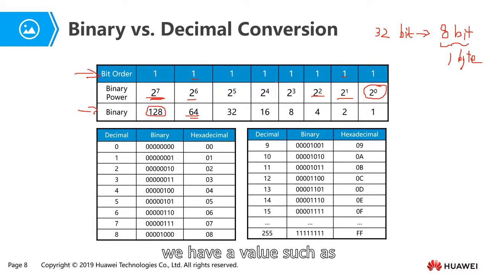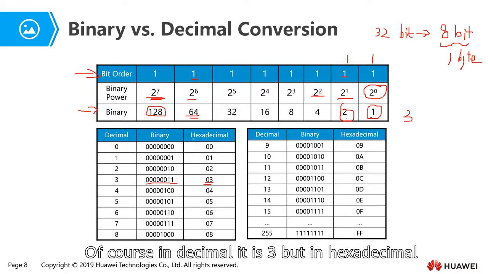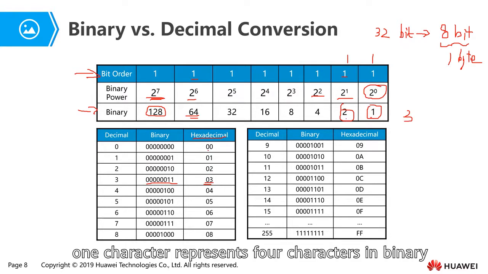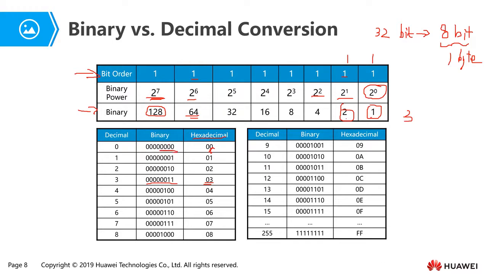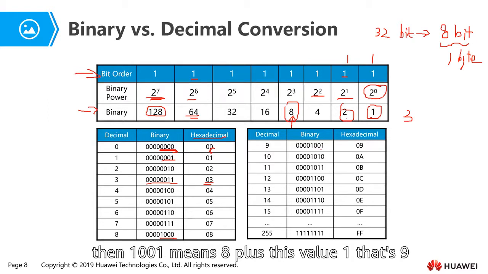For example, we have a value such as this. We can see this is a 1 and this is a 1, and all the others are 0. That means 2 plus 1, that's 3. In decimal it's 3, and in hexadecimal it's also 3. One character in hexadecimal represents 4 bits. From 1 to 8, 1 0 0 0 means 8. And 1 0 0 1 means 8 plus 1, that's 9.